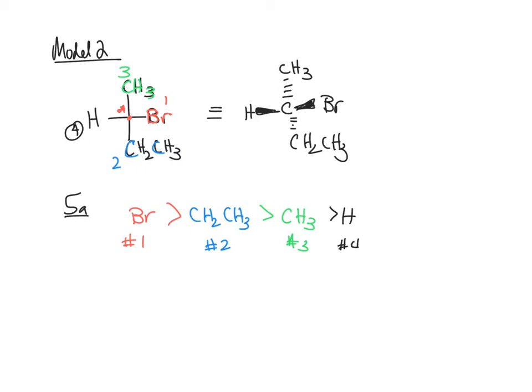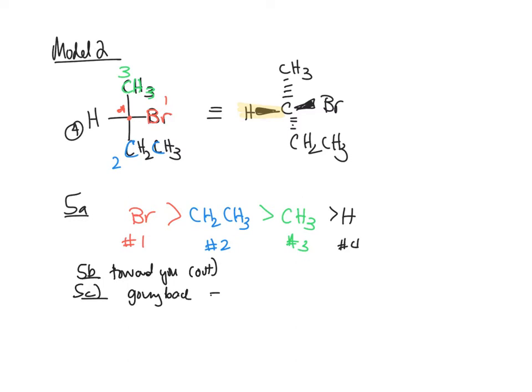So you do your priorities. And then the Fischer projection, what direction is the lowest priority group? So you see the hydrogen and you see that it is on the wedge. So 5B, it is coming toward you, and that would be out. According to the rules, what direction does the lowest priority need to be? Needs to be going back. So for us, we'll do a switcheroo.